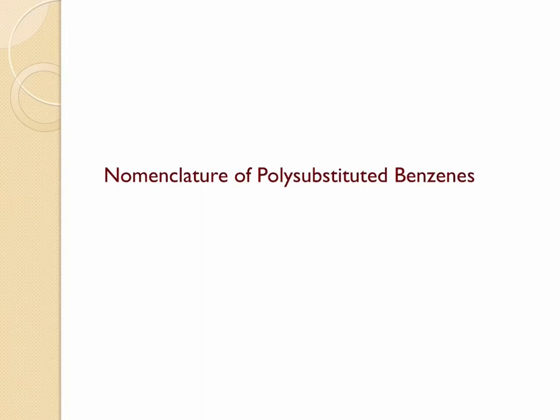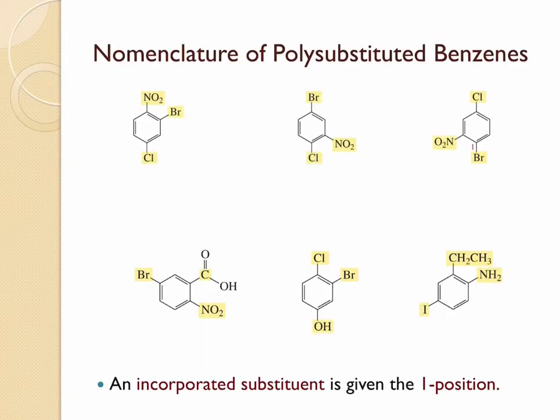Nomenclature of polysubstituted benzenes. When you have more than one substituent present on the benzene ring, then you have to list all substituents in alphabetical order, making sure that they get the lowest possible number. Here we have three substituents, but two of these substituents are closer to each other, right? Therefore, you have to assign one of these to be number 1. We are going to assign this carbon where the nitro group is attached as number 1.